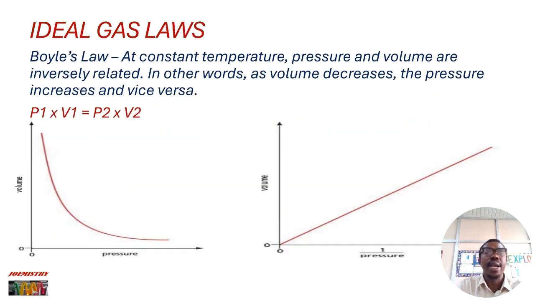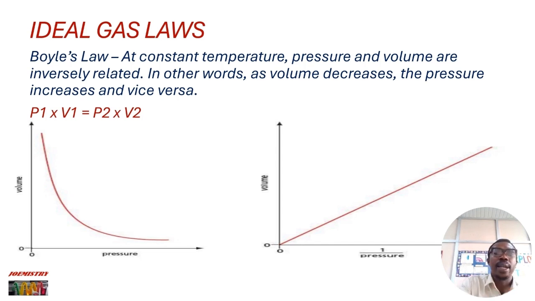So we want to consider the ideal gas laws, starting with Boyle's law. Boyle's law states that the volume of a given mass of gas is inversely proportional to its pressure at constant temperature. That means as the volume increases, the pressure decreases. So at constant temperature, the pressure and volume are inversely related. In other words, as volume decreases, the pressure increases and vice versa.